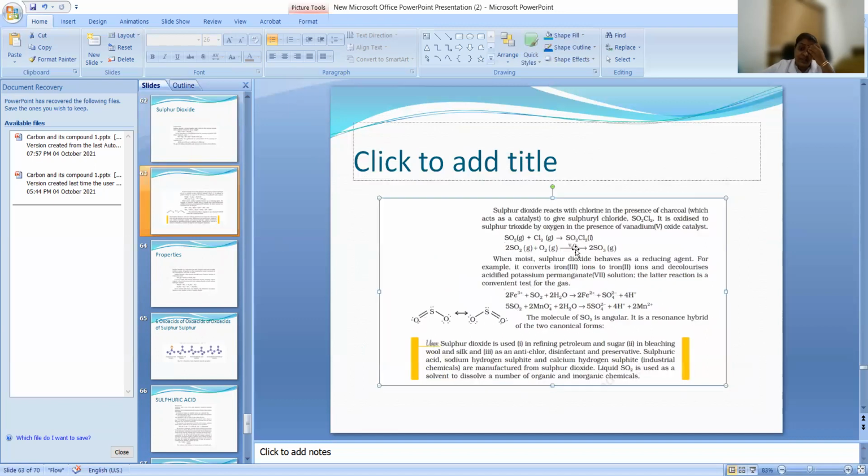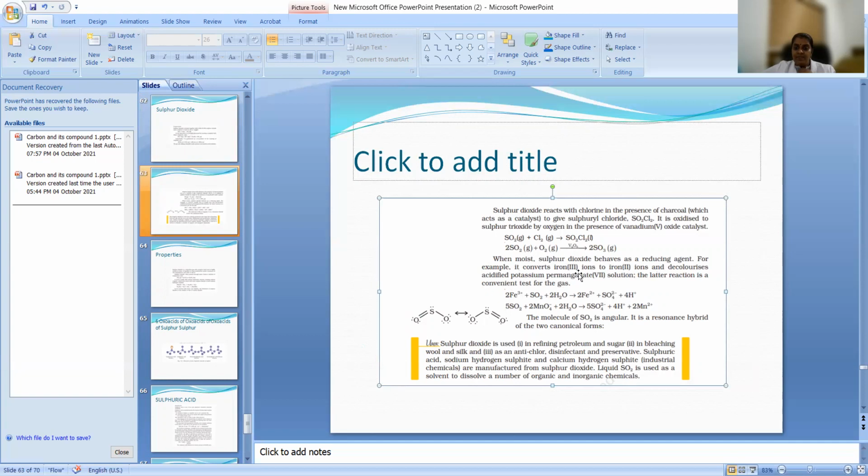And this sulfur dioxide will also react with chlorine and form sulfuryl chloride, SO2Cl2. When it reacts with oxygen, it is called the contact process. It will produce sulfur trioxide. It's a reversible reaction actually.